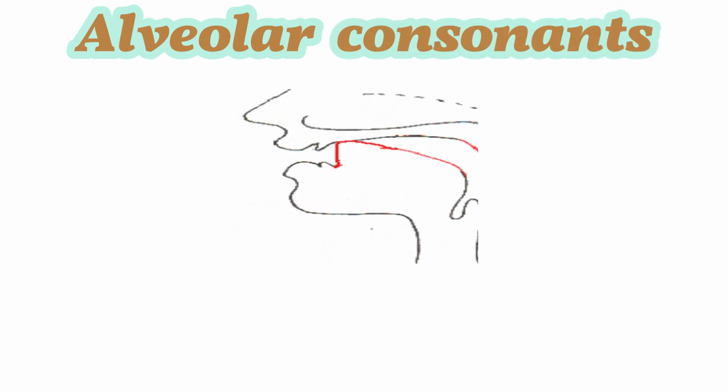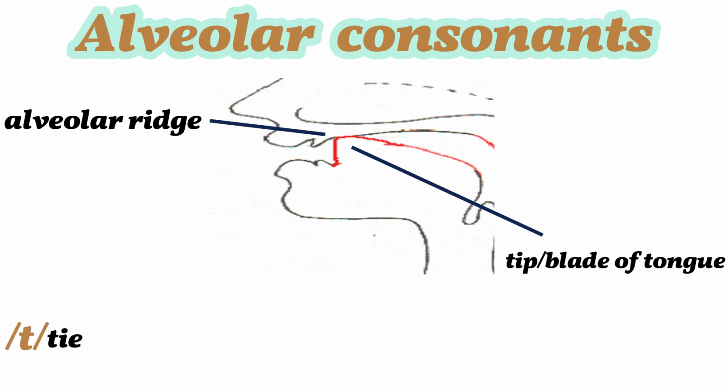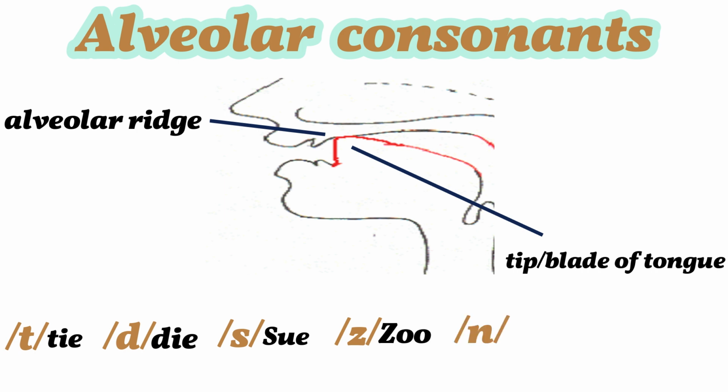Alveolar consonants. These ones are articulated when the tip or the blade of the tongue touches the alveolar ridge. The alveolar ridge is that place just before the upper teeth. Look at these examples. T, as in tie, d, die, s, sue or sue, z, as in zoo, n, as in night, l, as in light.